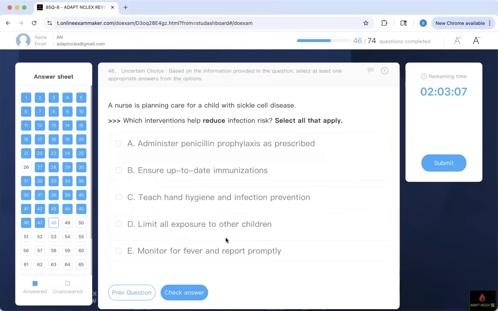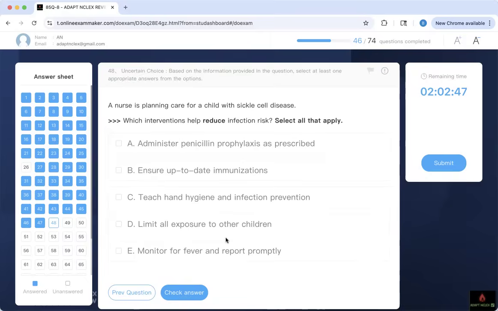And this is planning care for a child with sickle cell disease. I have 3 to 4 sickle cell questions because I think it's very important. Which intervention helps reduce infection? Why? You want to prevent acute chest syndrome. Therefore, which one will prevent infection? Select all that apply. Give them penicillin prophylaxis.